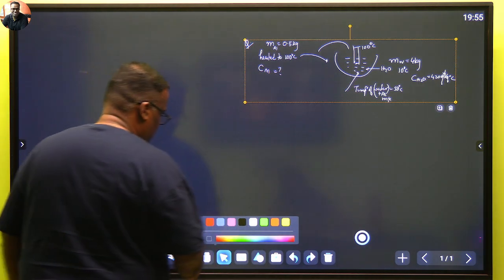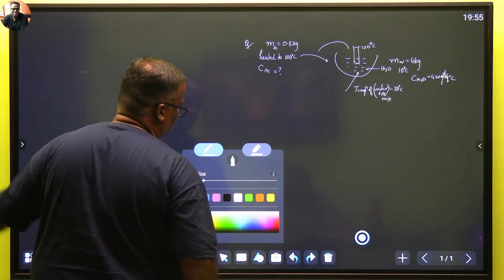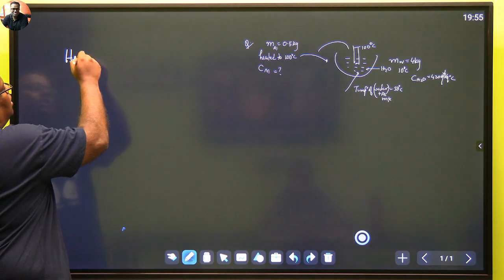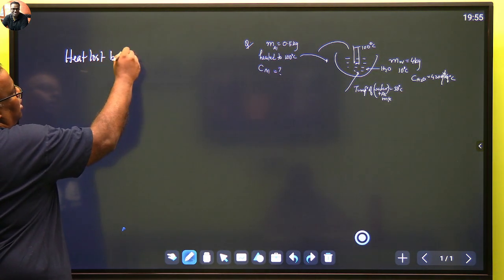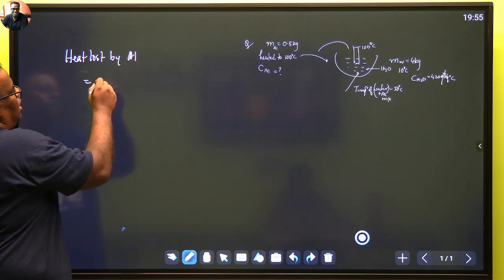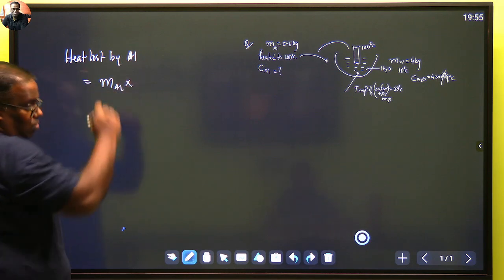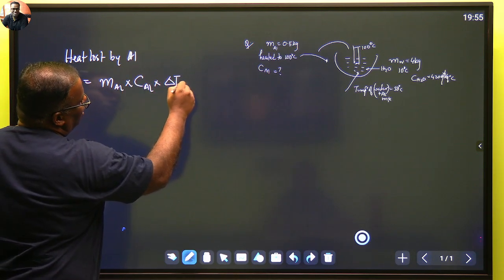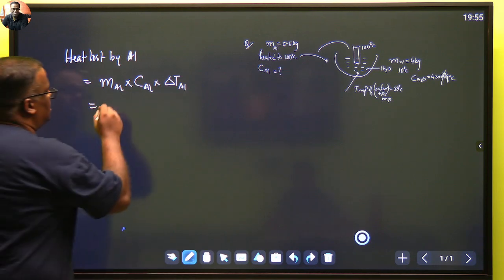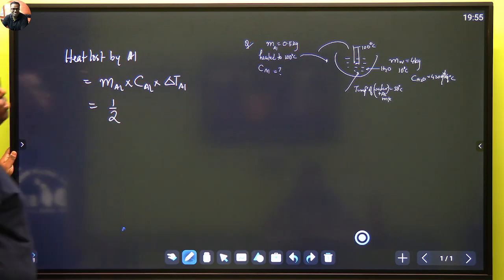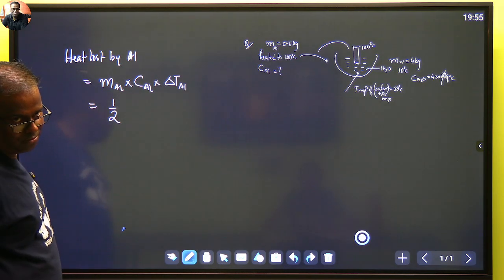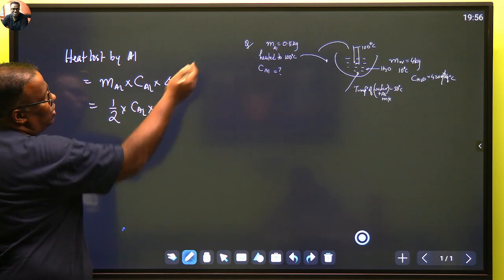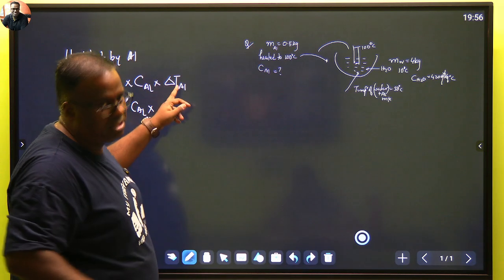Let's find out who lost heat. You tell me this first. Who lost heat? Aluminium lost heat. So let's see heat lost by aluminium. What should be the heat lost by aluminium? It should be mass of aluminium into specific heat of aluminium into delta T for aluminium. Do you have the mass of aluminium? Yes, sir. It is half. Sir, why didn't you use 0.5? It is better to calculate with fractions. Okay, half. What is C of aluminium? Sir, I don't know what is C of aluminium. That is what we have to find out. And what is delta T? Can you tell me what this value is for aluminium?